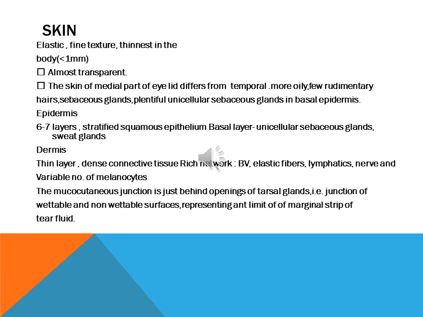Dermis is a thin layer, and it has a variable number of melanocytes, and that's why the color of the skin is due to it, and it has vessels, nerves, lymphatics, and fibroblastic fibers. The mucocutaneous junction is the junction behind the openings of the tarsal glands, that is the junction of the wettable and the non-wettable surfaces, representing the limit of the marginal strip of the tear fluid.